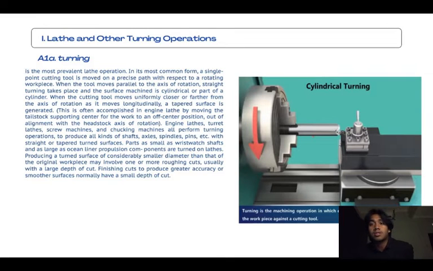Producing a turned surface of considerably smaller diameter than that of the original workpiece may involve one or more roughing cuts, usually with a large depth of cut. The finishing cuts, to produce greater accuracy or a smoother surface, normally have a small depth of cut.